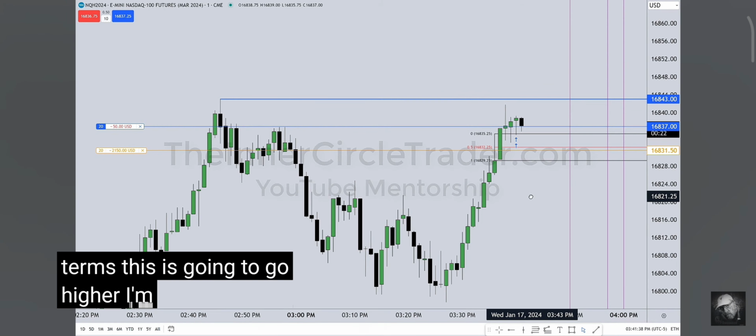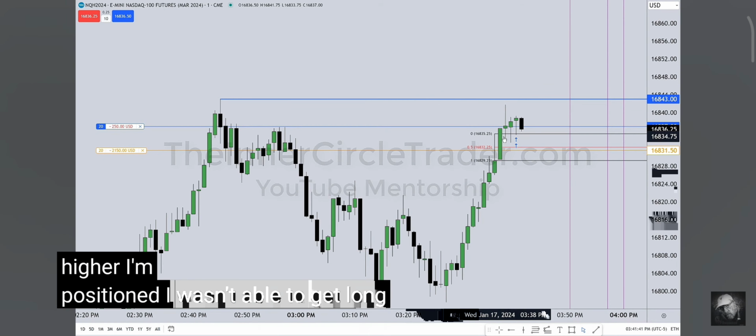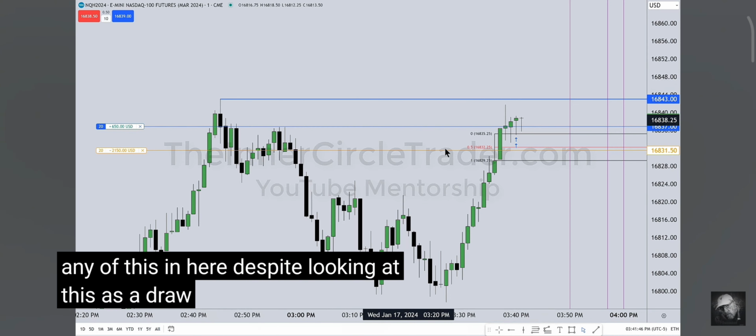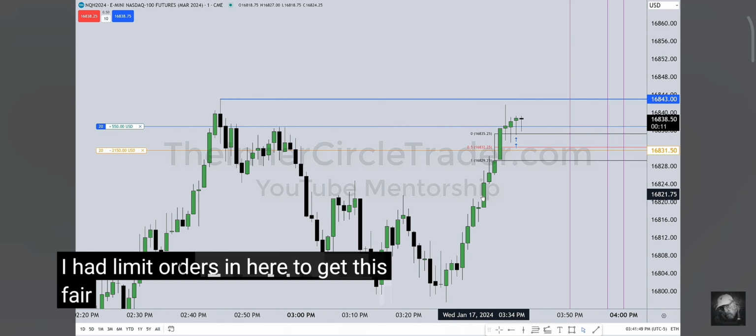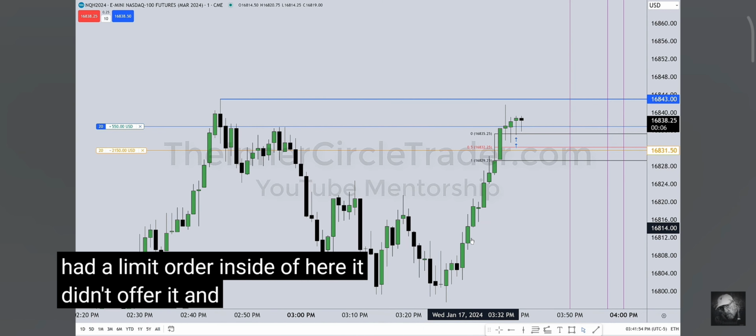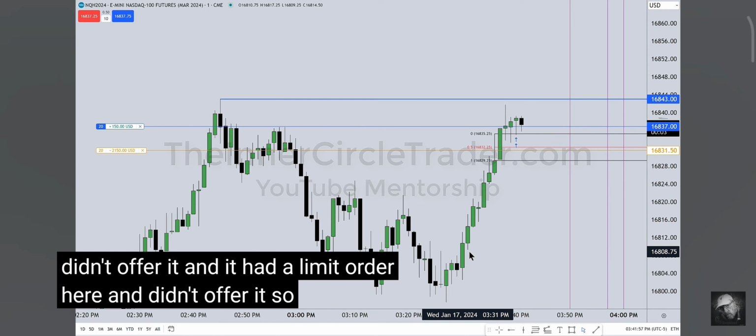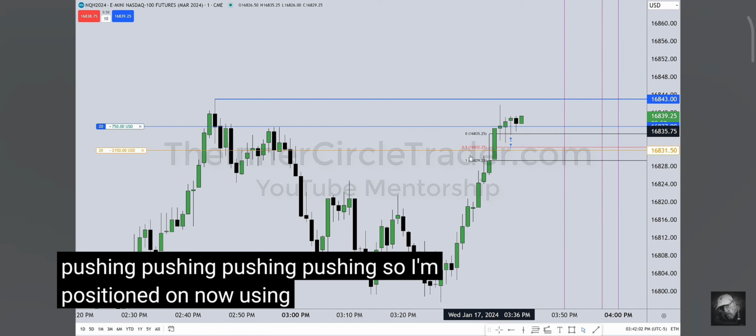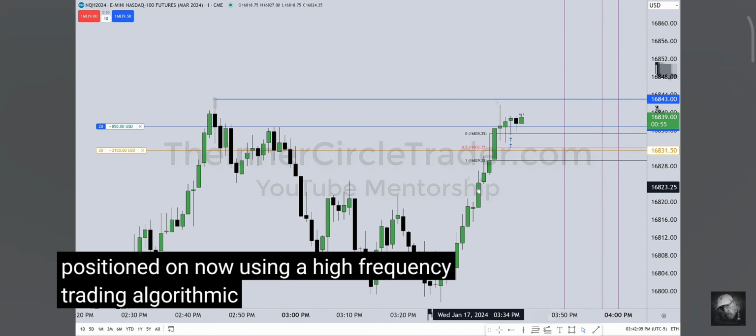I'm positioned. I wasn't able to get long on any of this in here, despite looking at this as a draw. I had limit orders in here to get this fair value gap. It didn't offer it. I had a limit order inside of here. It didn't offer it. And I had a limit order here and didn't offer it. So I just kept pushing, pushing, pushing, pushing. So I'm positioned on now using a high frequency trading algorithmic entry.